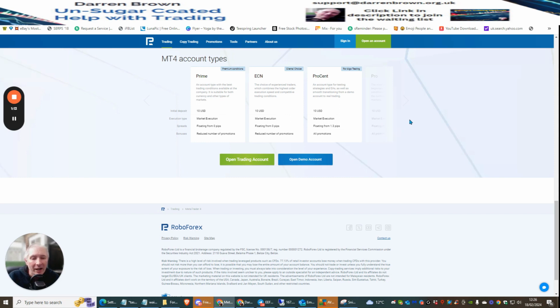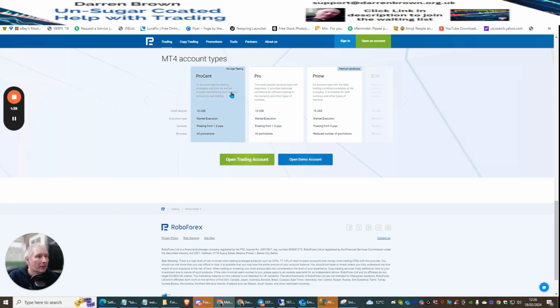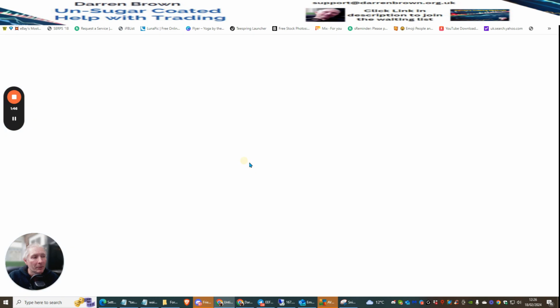If there's anyone out there wanting to bring out their own live account, then you need to make sure that you go for a Pro Cent account, because this is for algo testing, and it only requires an initial deposit of just $10, so it's very affordable to get into. If we click into this, you'll see that the Pro Cent is the one you need to go forward with. All we do is click on open trading account.